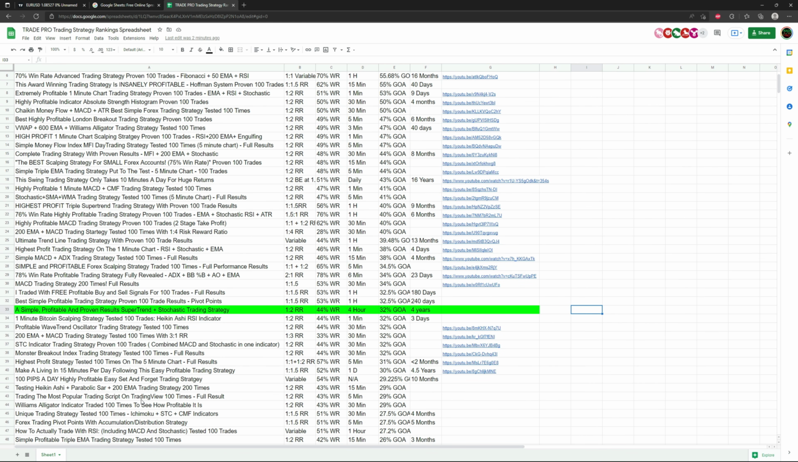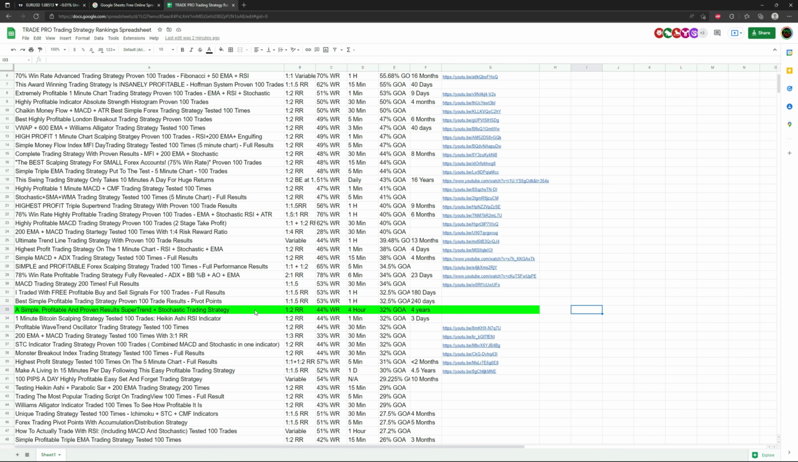So falling in that upper mid-tier range, and alongside a lot of other strategies that tested the exact same as this one with a 32% gain on the account using a 1 to 2 risk to reward ratio. Also, a lot of these other ones getting 44% win rate. So it's not that special, but it still is promising and worth taking a look at.